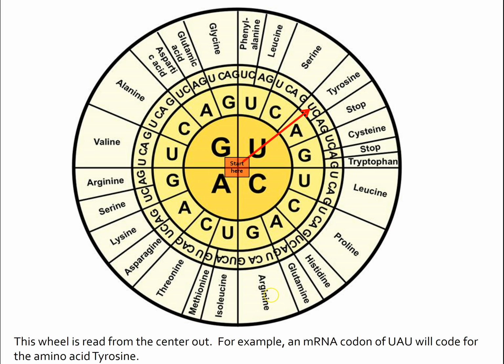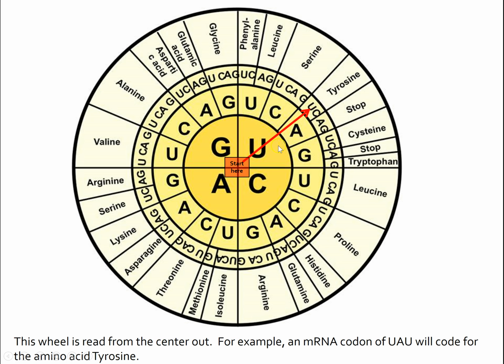All right, so here is a very complicated looking chart. It says at the bottom here, this wheel is read from the center out. For example, an mRNA codon of UAU will code for the amino acid tyrosine. So we're going to start in the middle of our chart here. This is the first base. It's either on the mRNA sequence, A, G, U, or C. So if our mRNA codon is UAU, we're going to start here with our U.